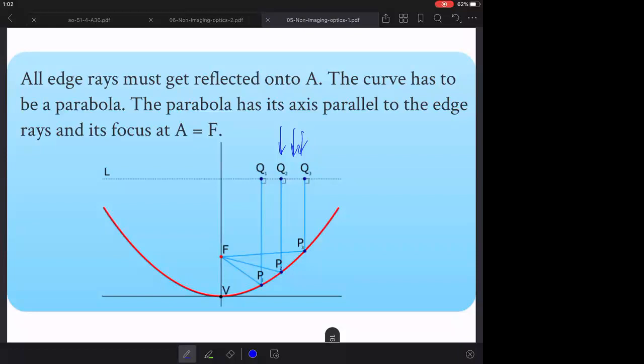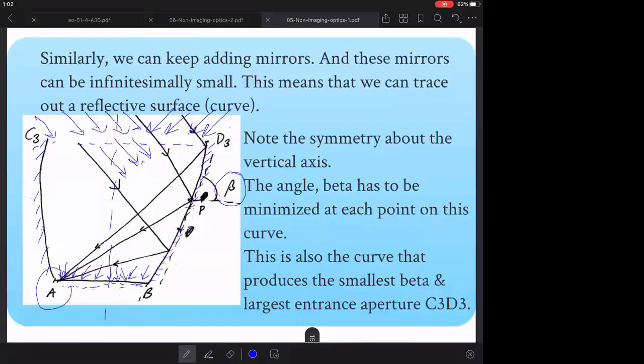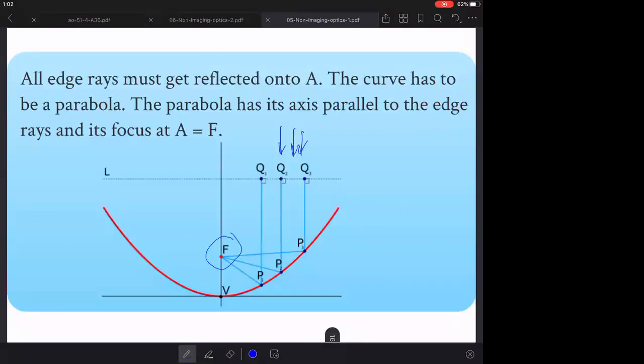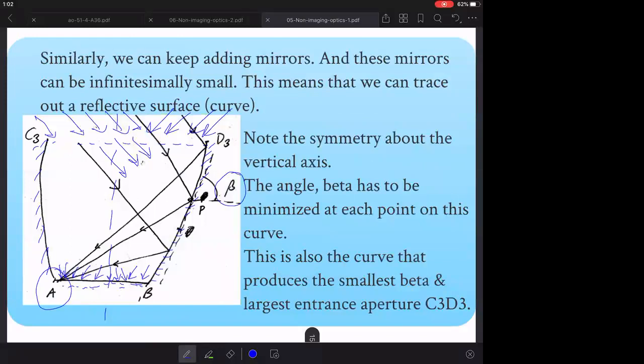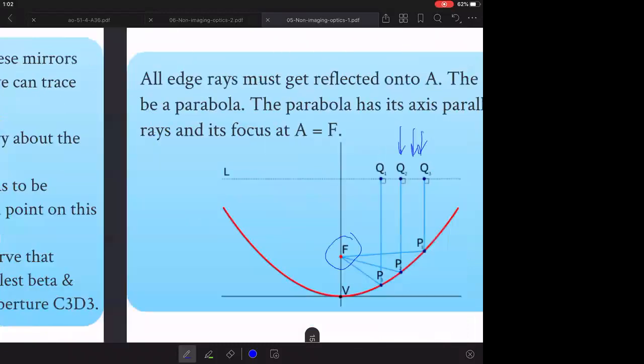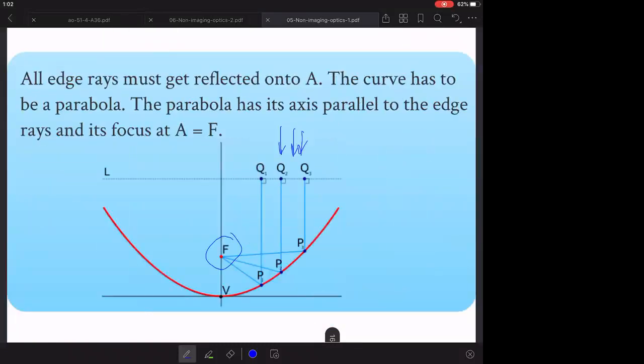Now you can see that all the edge rays have to focus to one point, which is the exact same point as here. So F here is the same as the A there. And now it's very clear that this is the focus of a parabola. We are only looking at a section of the parabola. The rest of the parabola is not drawn. It's out here. So now you can visualize what's happening. All edge rays must get reflected onto A, and the curve has to be a parabola.